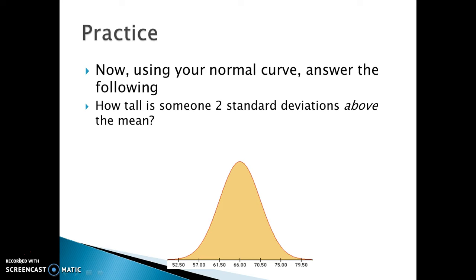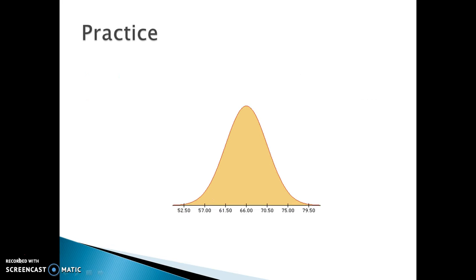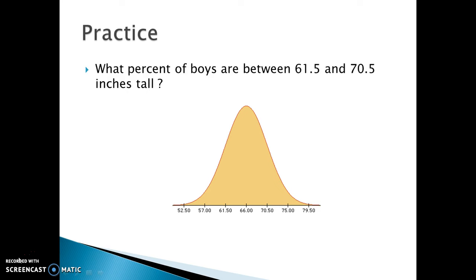So, could you answer, how tall is someone that is 2 standard deviations above the mean? Well, if the mean is 66, 2 standard deviations above the mean would be 75 inches. What percent of boys are between 61.5 and 70.5 inches? So it looks like 61.5 and 70.5 are both 1 standard deviation above and below the mean. So we know that answer would be 68%.